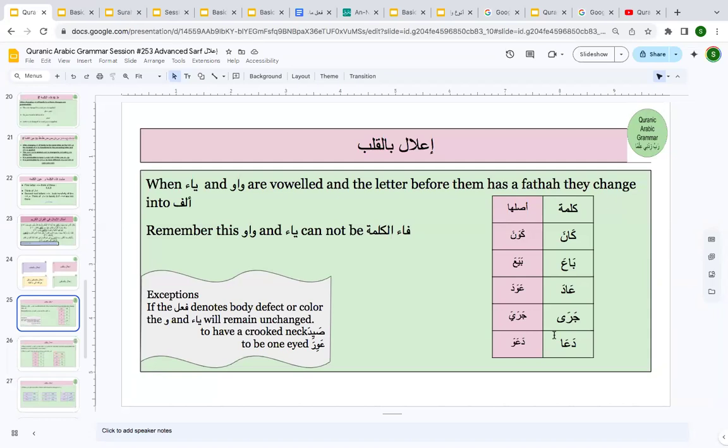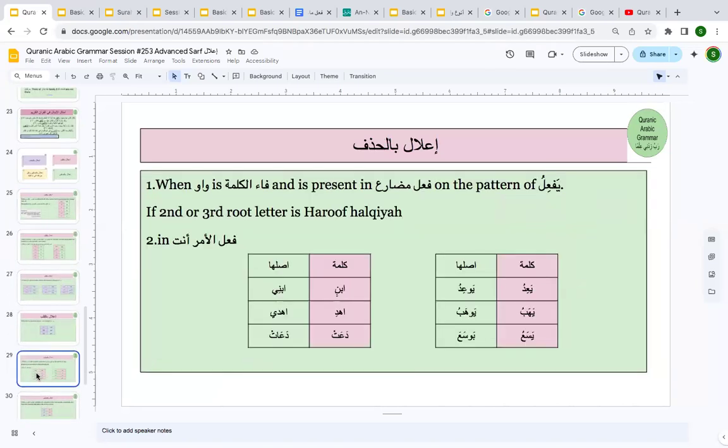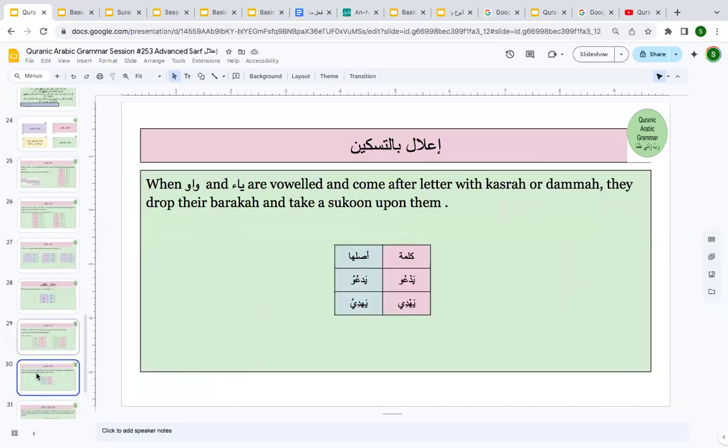Ra, dod, waw are the root letters, right? But because the waw was preceded by a fatha, there was إعلال bil qalb. But here, in this one, because the ya is preceded by kasra or the waw is preceded by a dhamma, you are noticing إعلال بالتسكين. Now you're seeing they just drop their haraka and take upon themselves a sukoon.